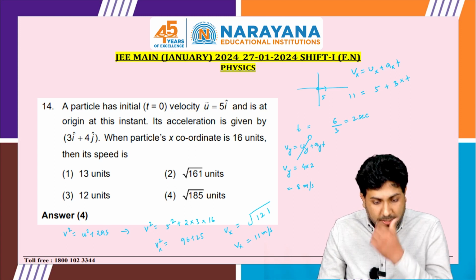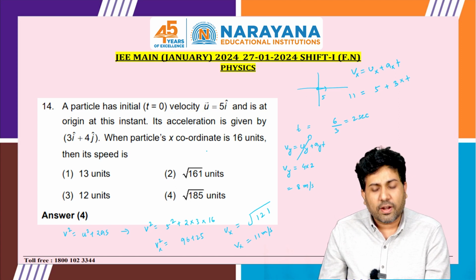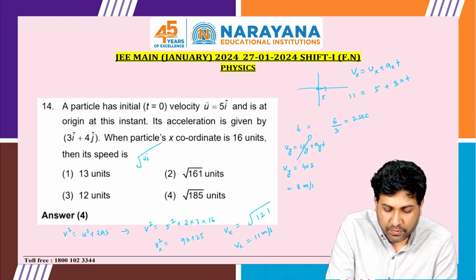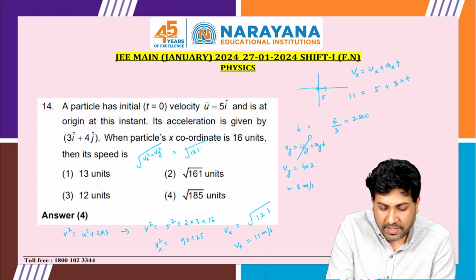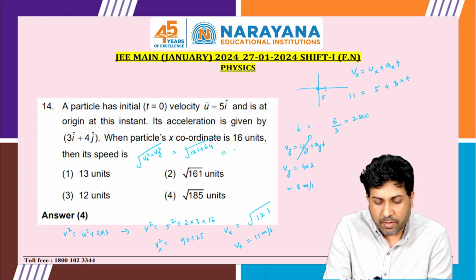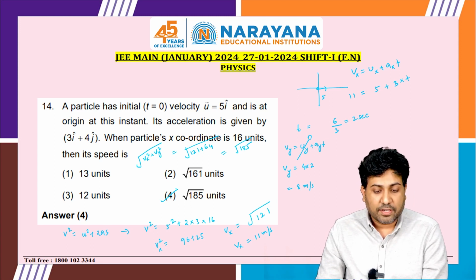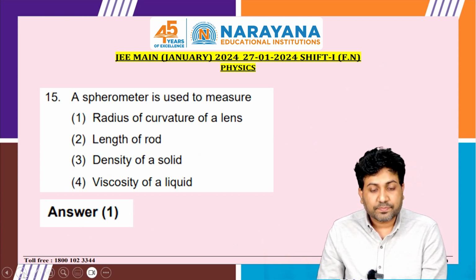So what they have asked is, when the particle's x coordinate is 16 units, what is the speed? So that speed will be actually root over Vx square plus Vy square. That will be root over 121 plus 64, and that will come out to be root over 185. So this is the correct option. All right, let's go to the next question.